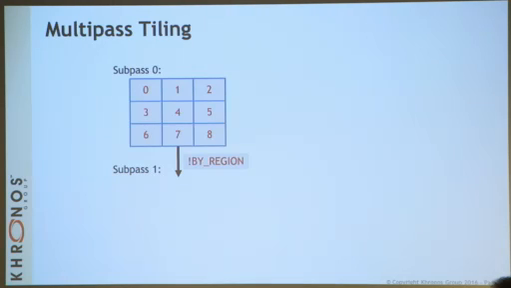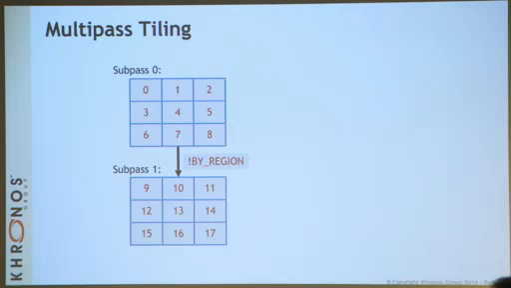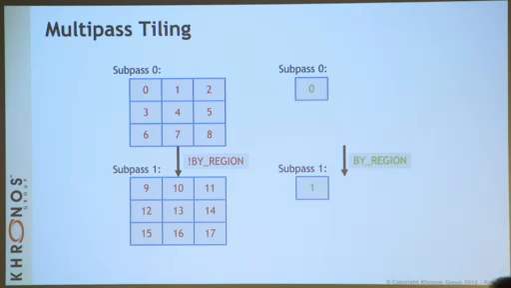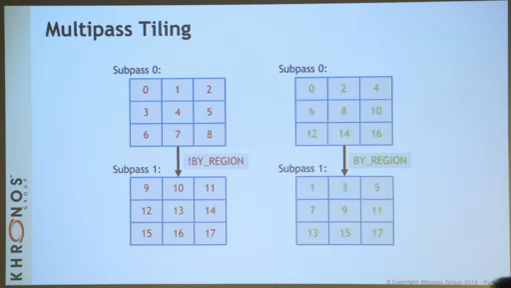So if a dependency between two passes is not by region, that means it's not tileable, then a tiler will iterate over the tiles in the first subpass, complete all of those, and then iterate over the tiles in the second subpass. If the dependency is tiler friendly, then the tiler can flip the order of the loops, switch the inner and outer loop, and it can iterate over the two subpasses for tile 0, and then the two subpasses for the next tile, and so on.